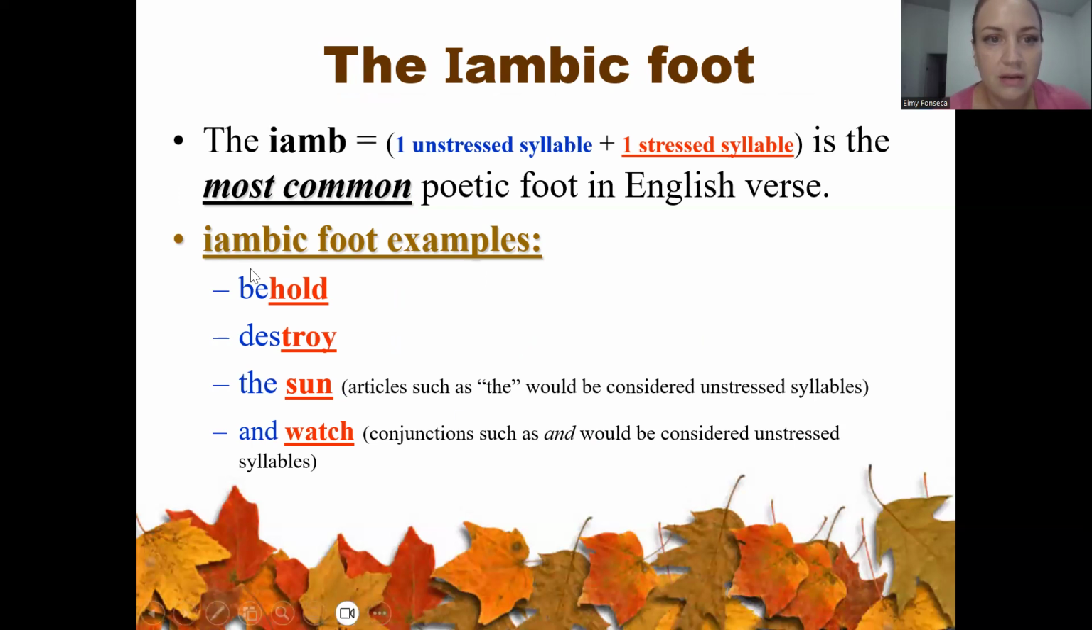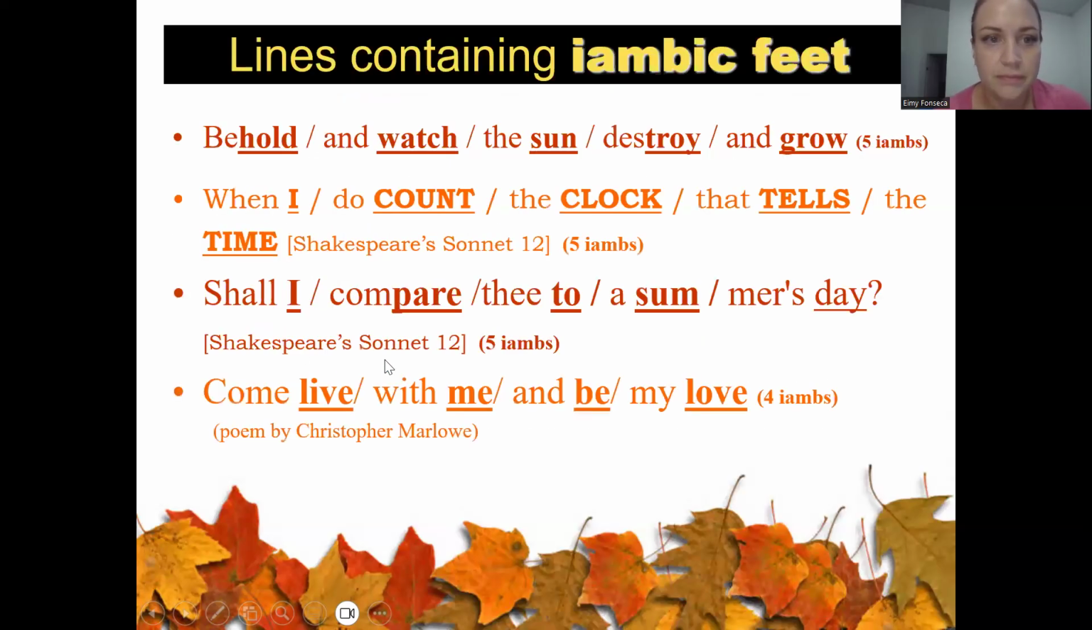Well, these are other iambic foot examples, right? Like behold, destroyed, and the sun, and watch. And this is how it looks in a full sentence, right? We studied the examples that we just saw as feet separately, but this is the way they actually look in a poem, right?